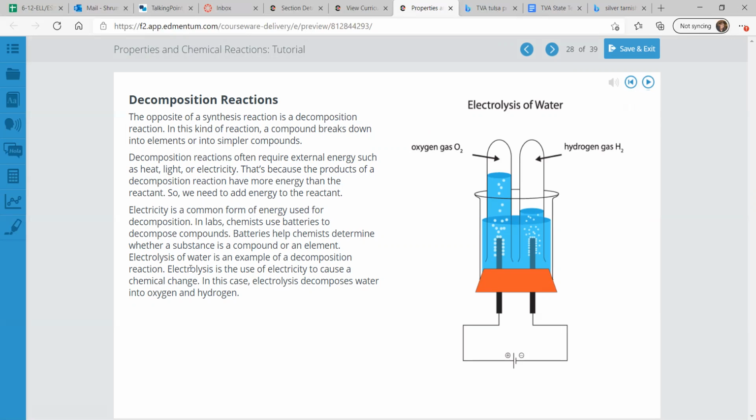Electrolysis of water is an example of a decomposition reaction. Electrolysis is the use of electricity to cause a chemical change. In this case, the electrolysis decomposes water into oxygen and hydrogen.